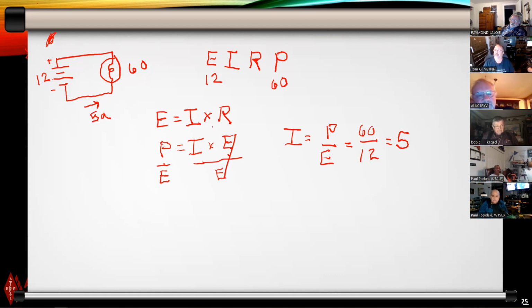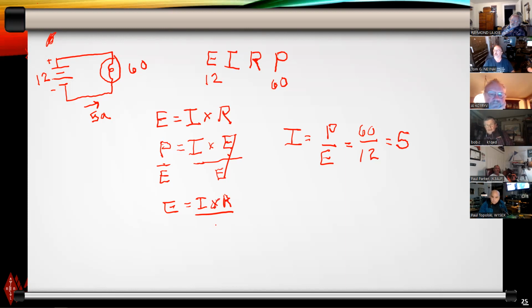Now, guess what you just did? You set yourself up to know what the resistance of that bulb is. Because if I have 12 volts and I have 5 amps, I've got my E equals I times R. So let's do that down here. Let's take E equals I times R, remember? So what am I going to divide by over here to change this formula around to solve for R?